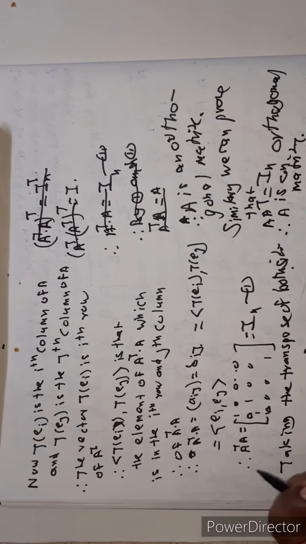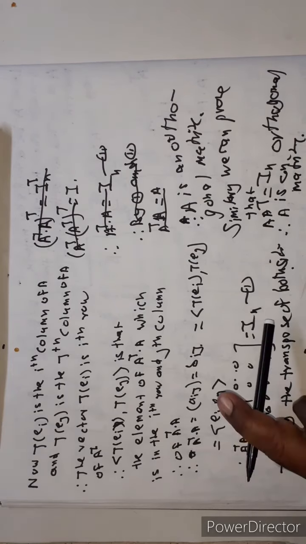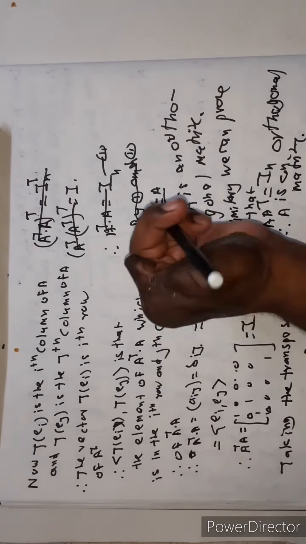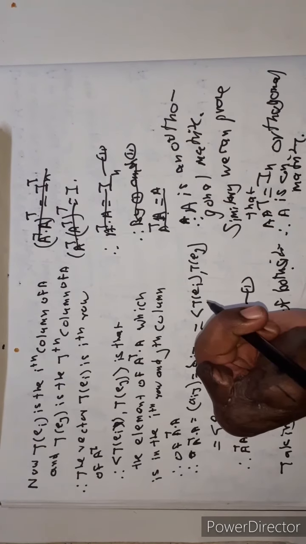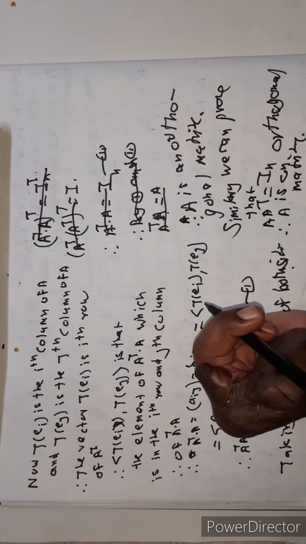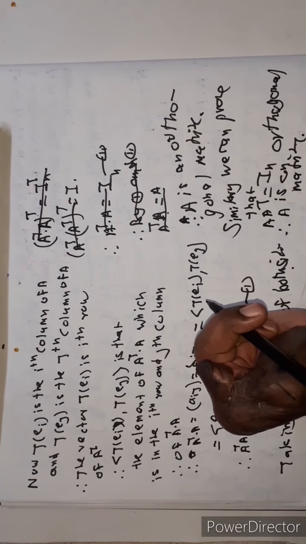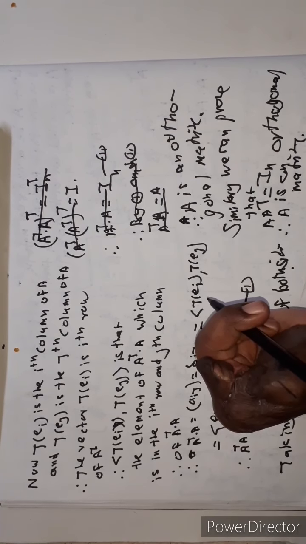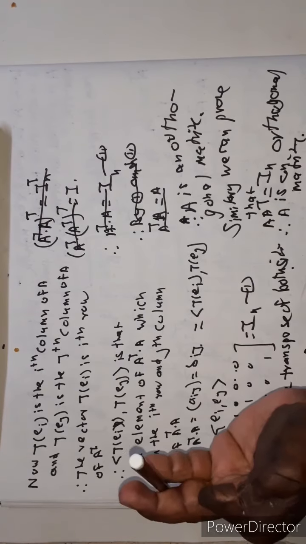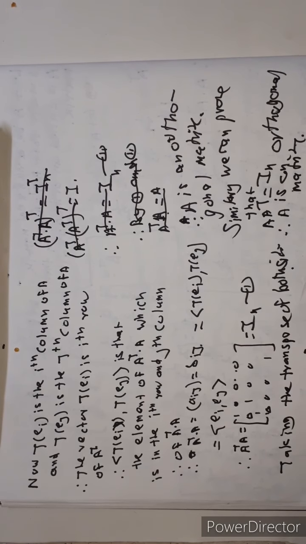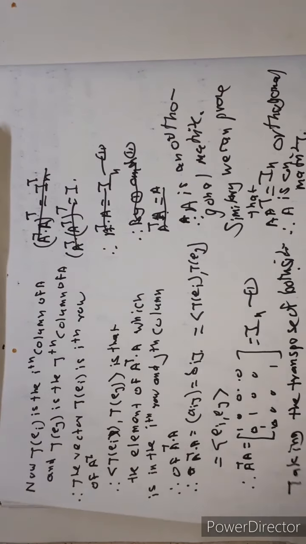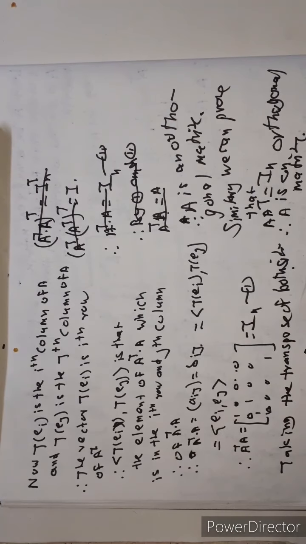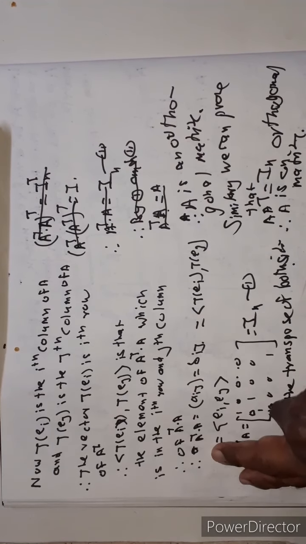Now see here, we proved that A transpose into A is equal to the n by n identity matrix, and similarly we can prove that A into A transpose is equal to the identity matrix, and therefore A is an orthogonal matrix. See the proof once more.